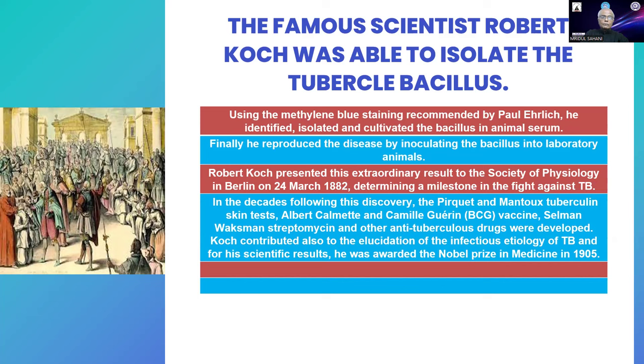So now many tests are there: the Mantoux tuberculin test, Albert Calmette and the BCG vaccine, Selman Waksman's work, streptomycin, and other anti-tubercular drugs were developed. Koch also contributed to elucidating the infectious etiology of TB, and his scientific result was awarded the Nobel Prize in Medicine in 1905.